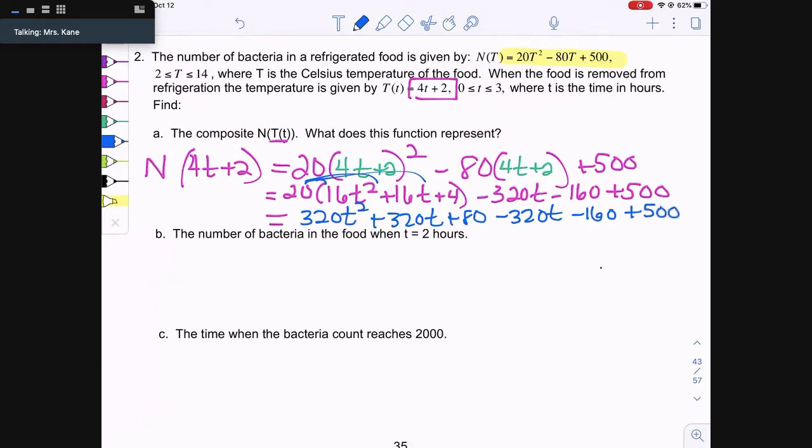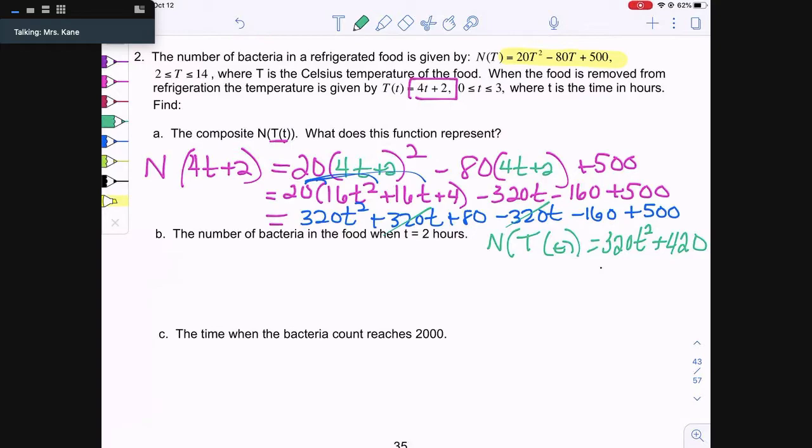So it's actually a pretty big problem because there's FOILing. I mean, the initial was a quadratic, a 3-term trinomial quadratic up there. And finally, the goal is to come up with this final equation, n of T of t. So I see these guys cancel. That leaves me with 320t squared, and then minus 80, 420. So that would be our final equation for part A with all the simplifying.